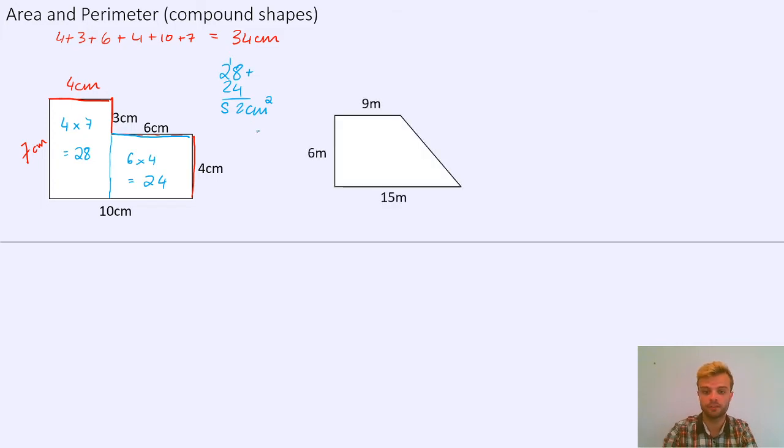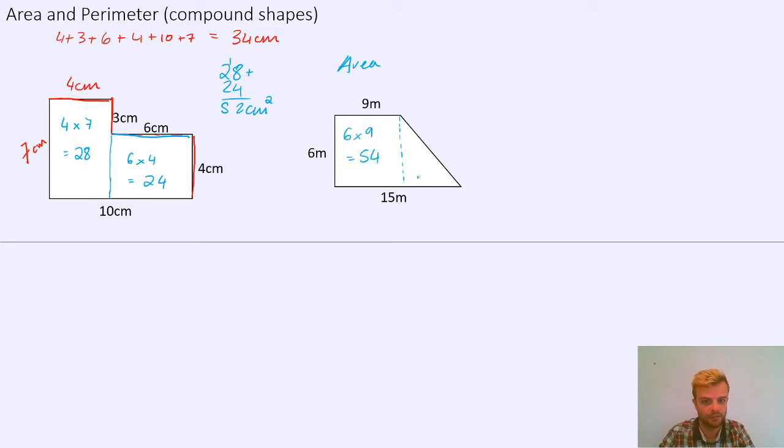Let's have a look at another example, but this time we're just going to find the area. When we split this shape into shapes we can deal with a bit better, it's going to end up being a rectangle and a triangle this time. But we do exactly the same thing. We'll find the area of the left-hand side first by doing 6 times 9, and 6 times 9 is 54.